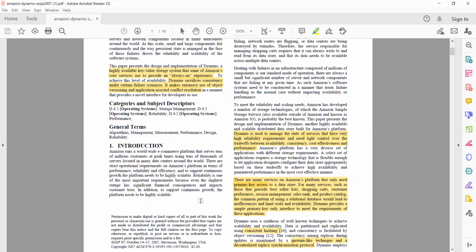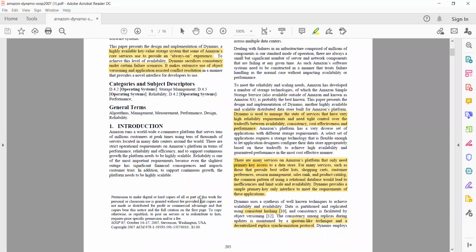But Dynamo is not a layer that you can apply on top of another persistent store. It's a persistent store by itself, right? Right. Yes. Okay. Sure. Thank you.